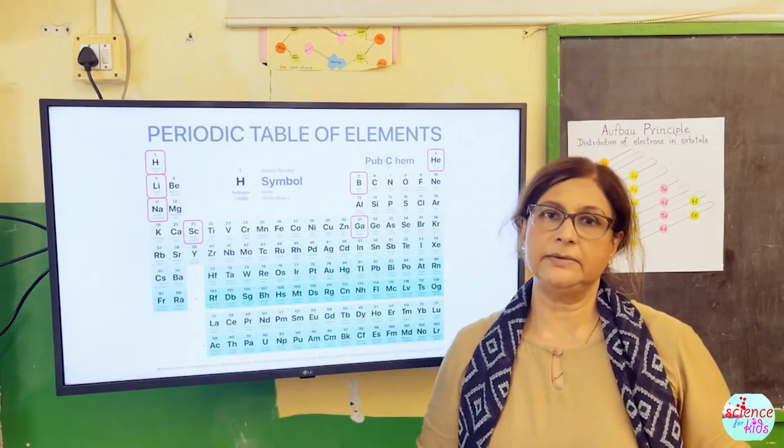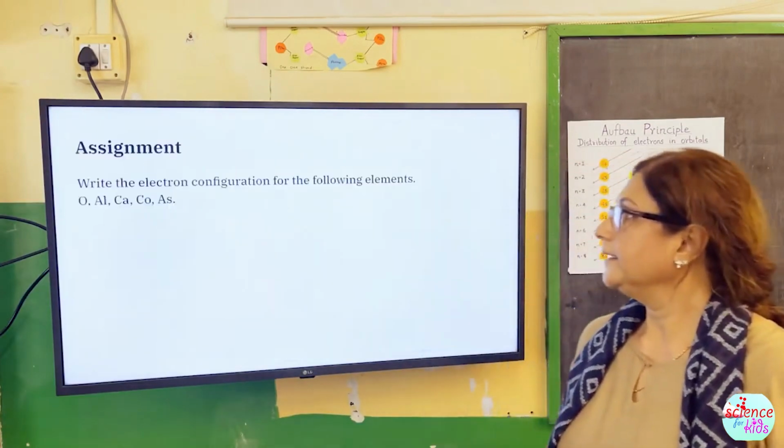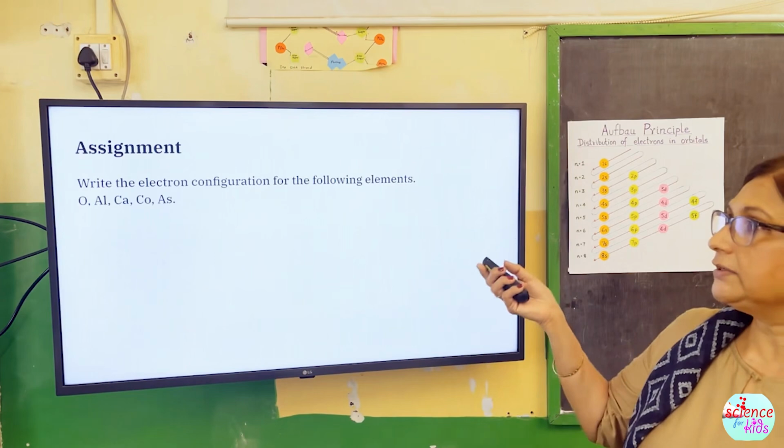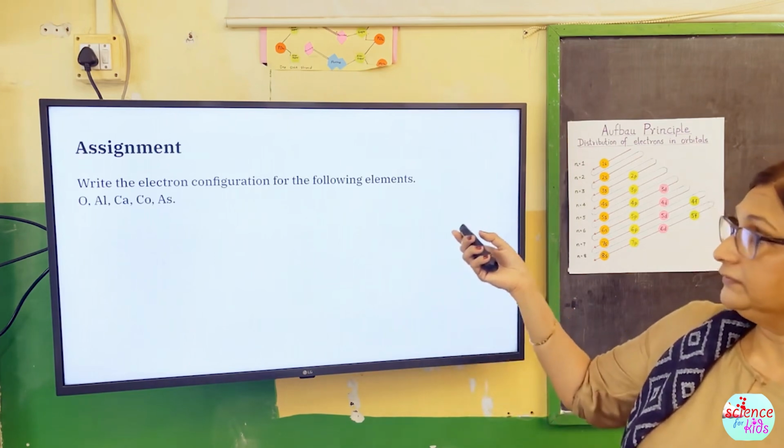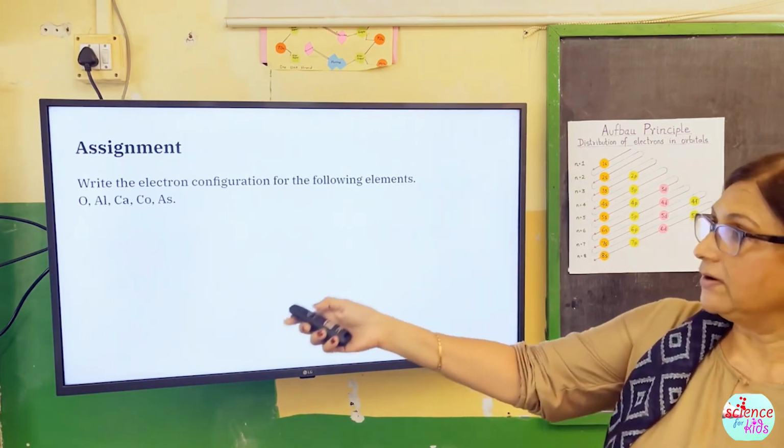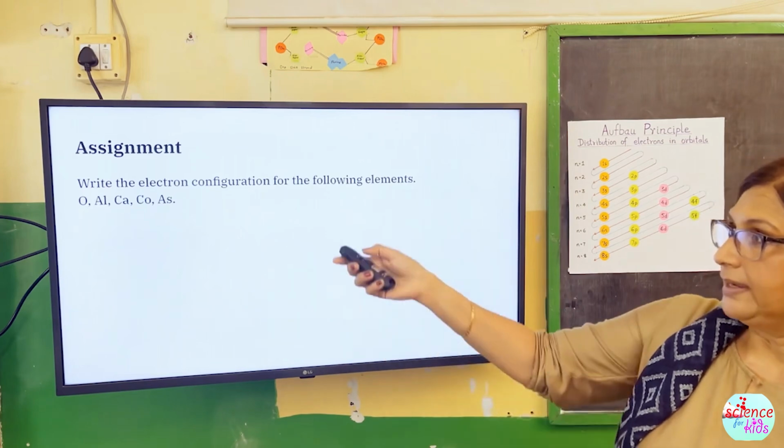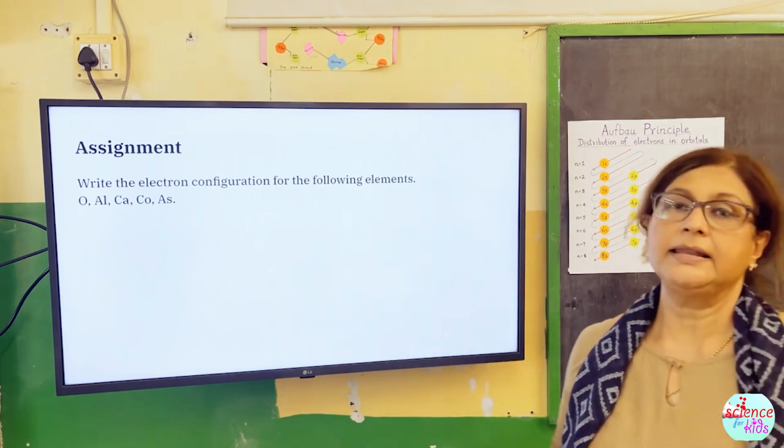Now I have an assignment for you. You have to write the electron configuration of the following elements: oxygen, aluminum, calcium, cobalt and arsenic.